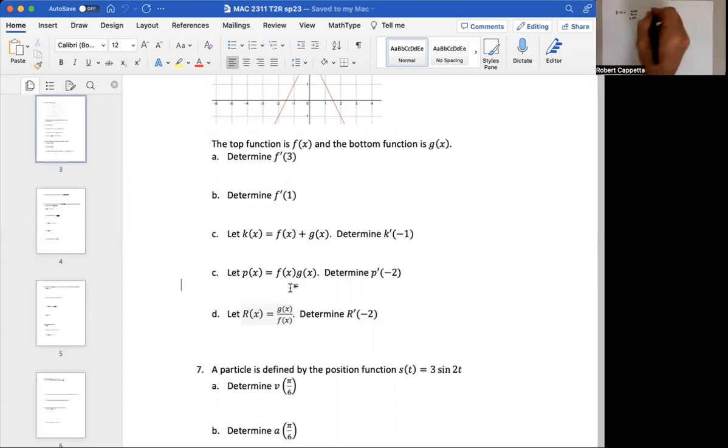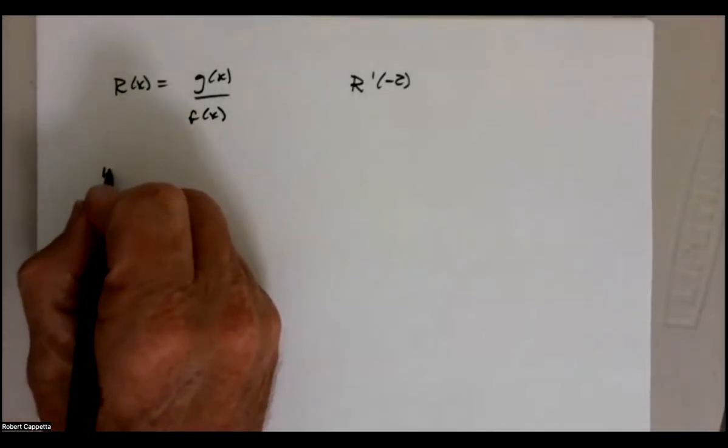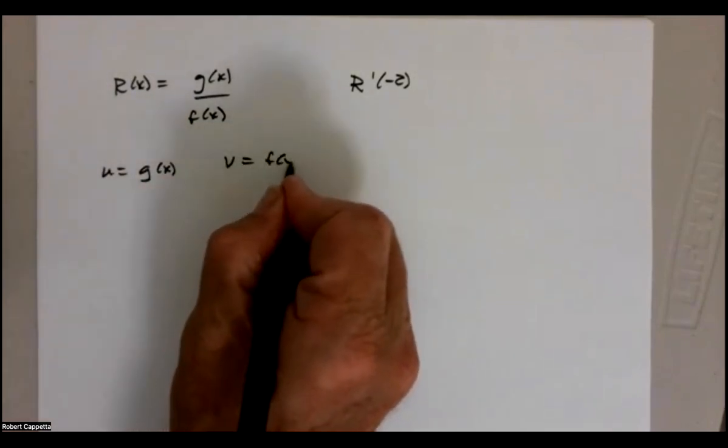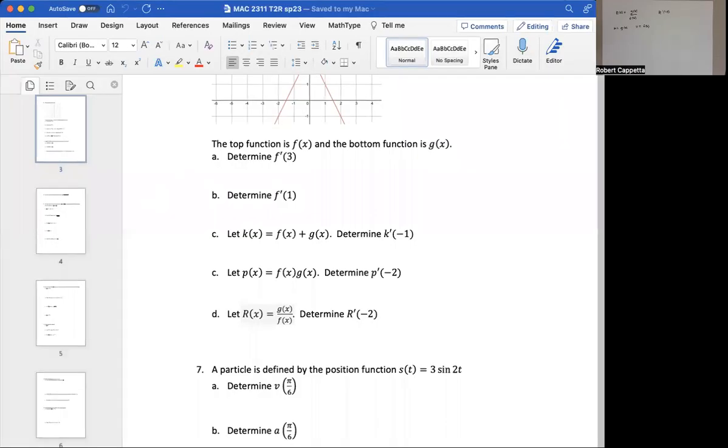And I want R prime of negative 2. That's what we're looking for. Okay, let's quickly do it. U is G of X, V is F of X. It's a little strange that I wrote it that way. Let's make sure I didn't miscopy it. Yeah, G of X over F of X. Okay.